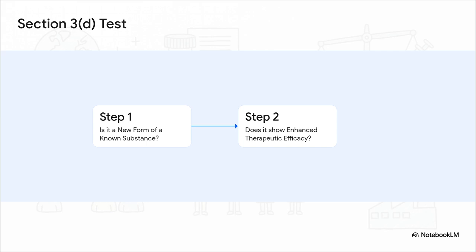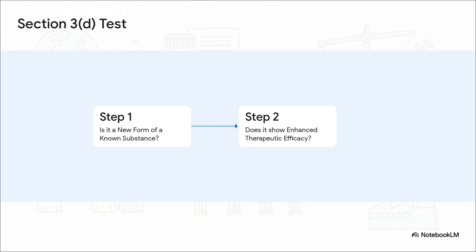To cut through all the dense legal jargon, the court essentially created an elegant, straightforward decision tree for Section 3D. It operates on a very simple if-then logic. Step 1. Is the substance merely a new form of a known substance, like a salt or a polymorph? If yes, you move right to Step 2.